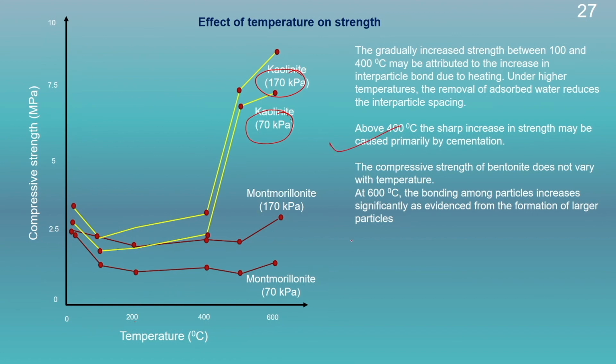And above 400 degrees centigrade, there will be a sharp increase in the strength, maybe because of the cementation of the particles which takes place at this region, as I explained earlier. The compressive strength of montmorillonite does not vary with temperature that much in comparison to kaolinite. At 600 degrees centigrade, the bonding among the particles increases significantly, which was evident due to the formation of larger particles. Therefore, the strength of the soil also increases at 600 degrees centigrade.